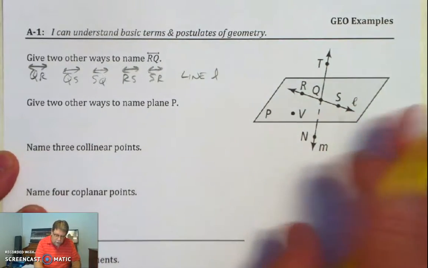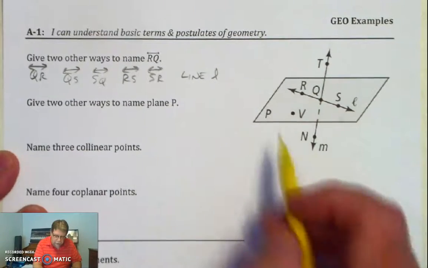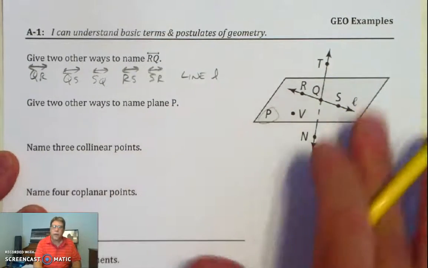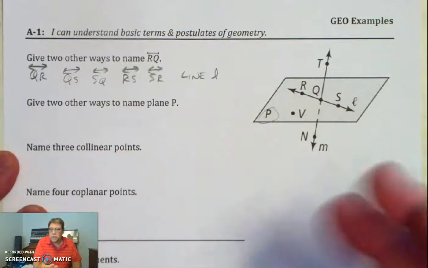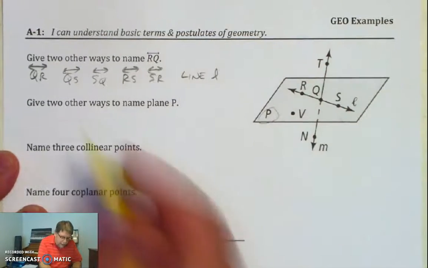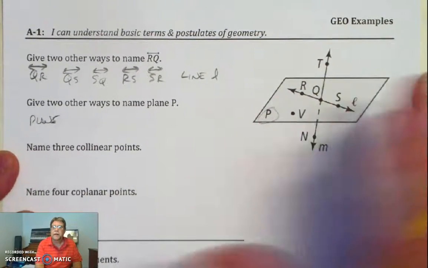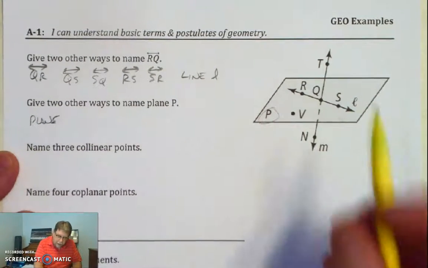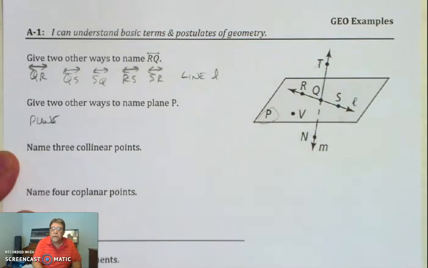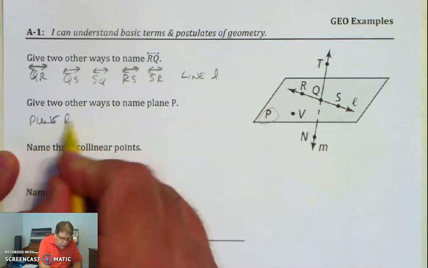So two other ways, we could just pick any 3 points we want. Plane P, since there's a P there, we could just name it plane P, which we did. But two other ways would just mean we just need to pick 3 non-collinear points and name it with that. So we're going to write the word plane, and then we're going to pick any 3 points that are non-collinear. And we have to pick ones that are on the plane, so we cannot pick that one or that one. So we're going to pick, let's say, RQV.